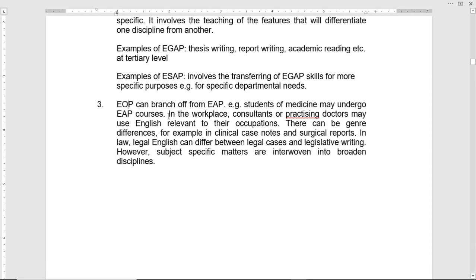Then English for occupational purposes can branch off from English for academic purposes. Students of medicine may undergo EAP courses. In the workplace, consultants and practicing doctors may use English relevant to their occupations. So that's the difference. And then English for legal cases, for the lawyers, that's another discipline. So think about these various disciplines and how you can develop courses for different purposes.